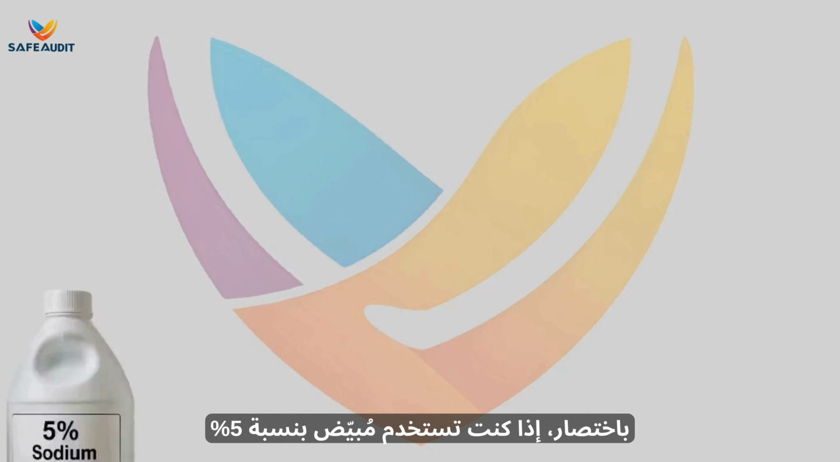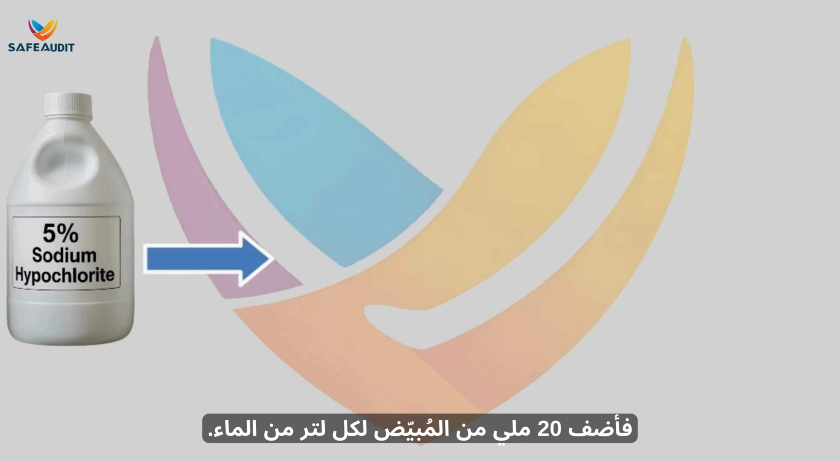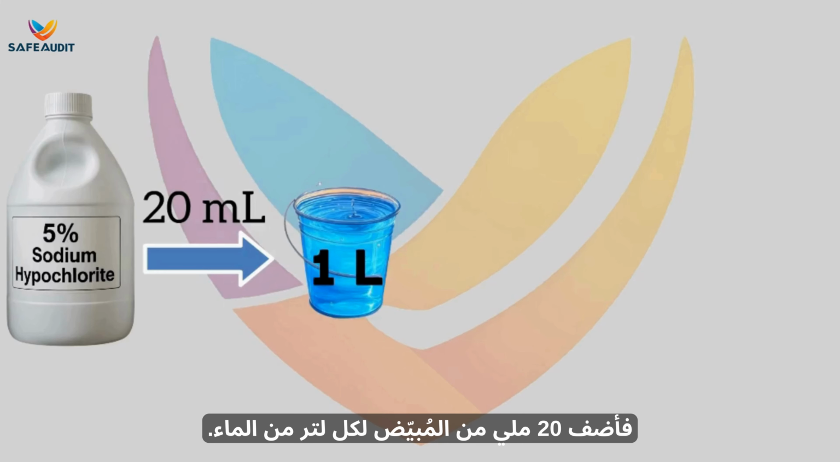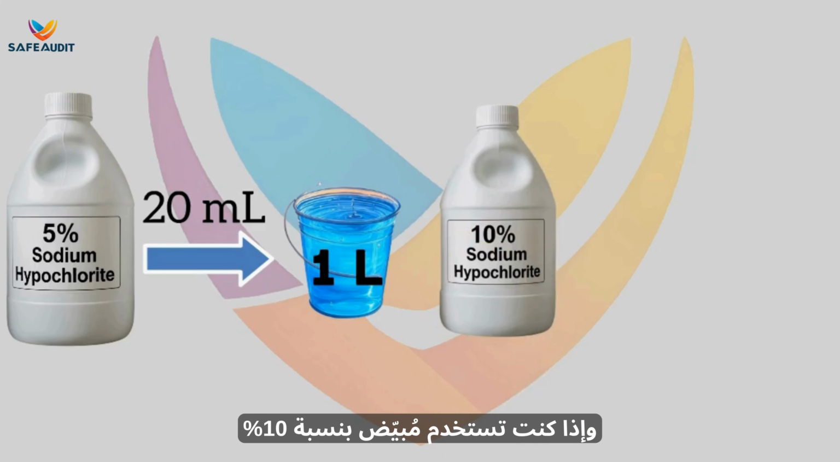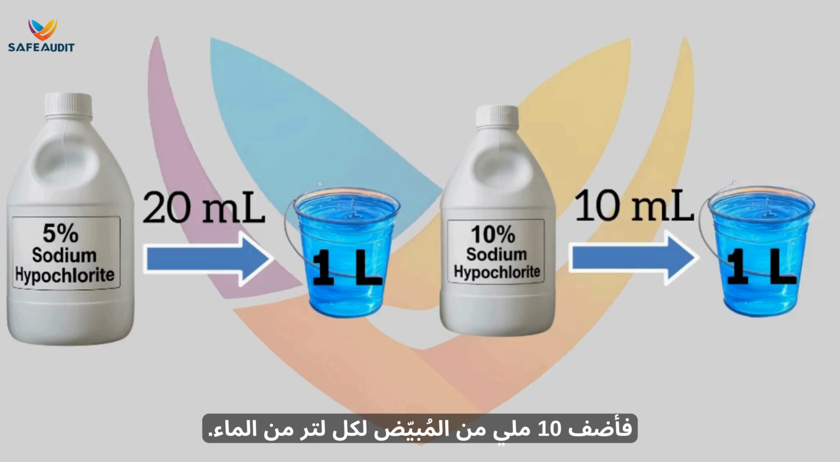In short, if you use 5% bleach, add 20 milliliters of it to each litre of water. And if you use 10% bleach, add 10 milliliters of it to each litre of water. We have finished our formula.